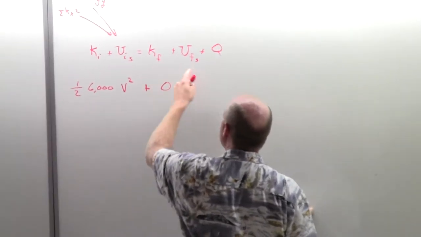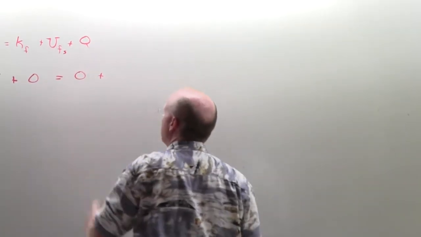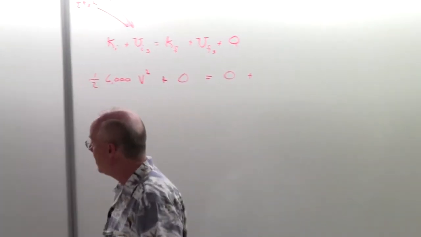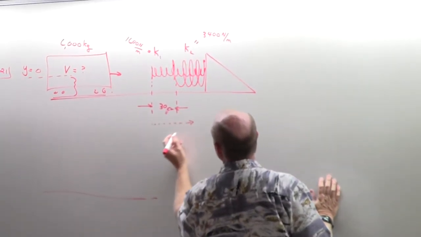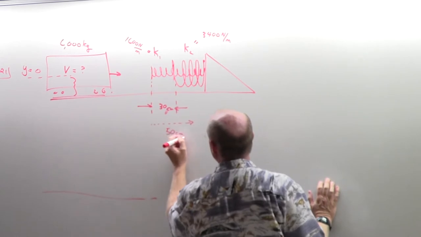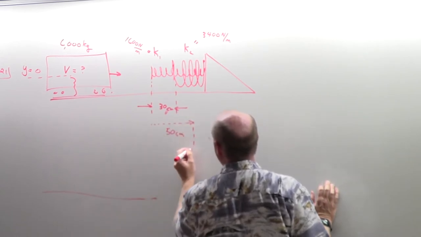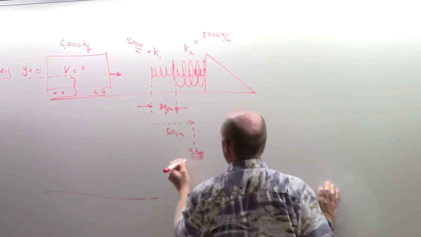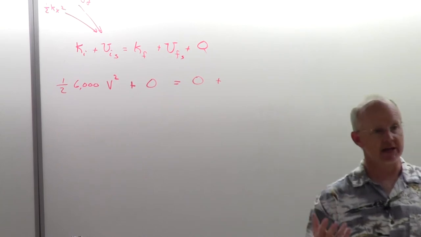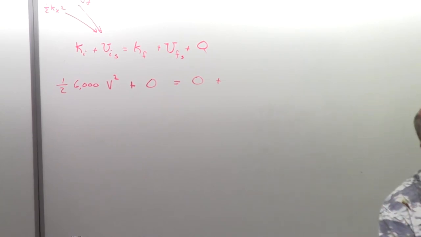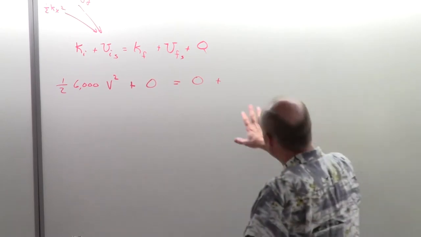Because as we go to the other side of the equation and we say, well, what's the final kinetic energy? Well, they say it pushes in until it travels 50 centimeters. And at that point, it comes to a stop. Now, coming to a stop means they're telling me the velocity is zero. So what's the kinetic energy? Zero. All right, so there's the next step for this problem.